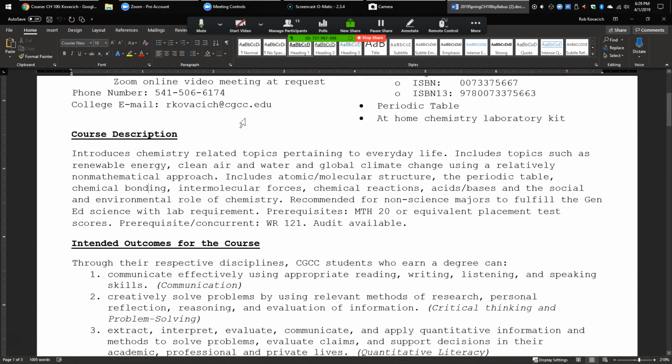So this class is going to talk about topics pertaining to everyday life. We're going to talk about renewable energy and clean air and water and global climate change. It's, again, a non-math approach. We'll talk about the basics of chemistry, including atoms and molecules, the periodic table, bonding, intermolecular forces, which is one of the most important things that nobody knows about, and chemical reactions, acid base, and then the social and environmental roles of chemistry. So you'll fulfill some of those requirements with that paper.